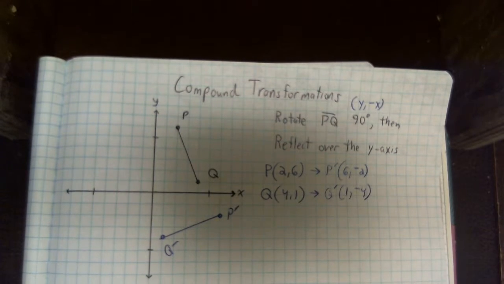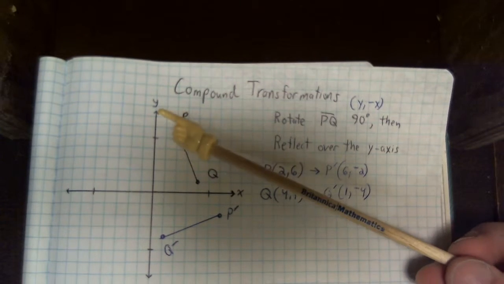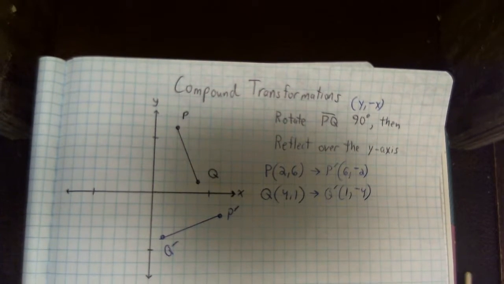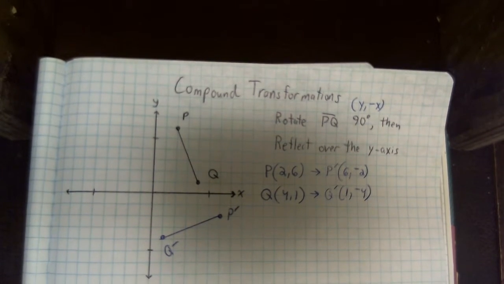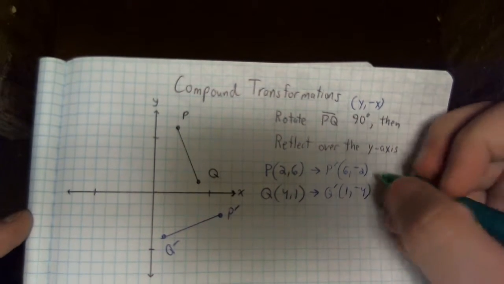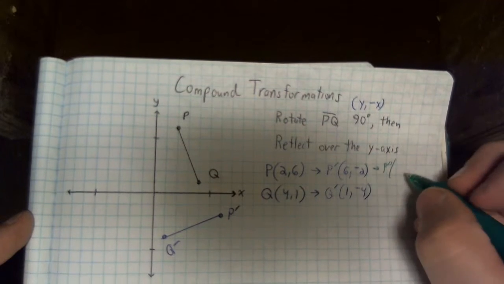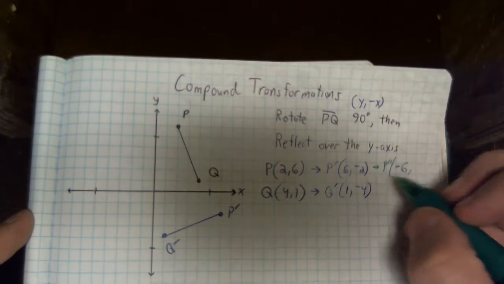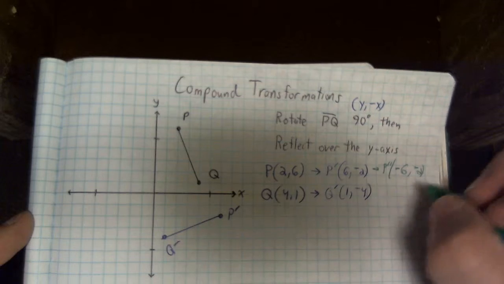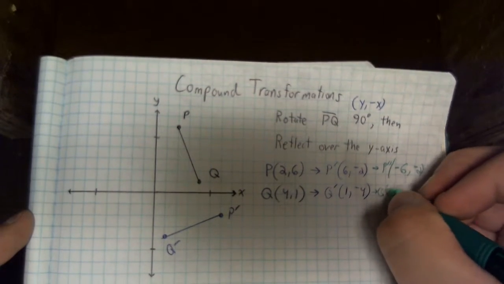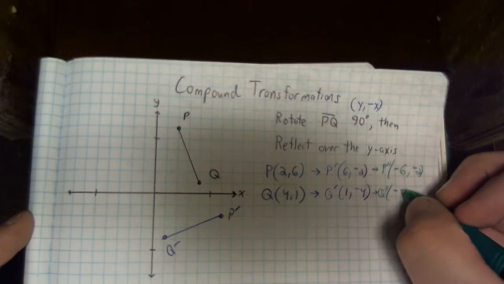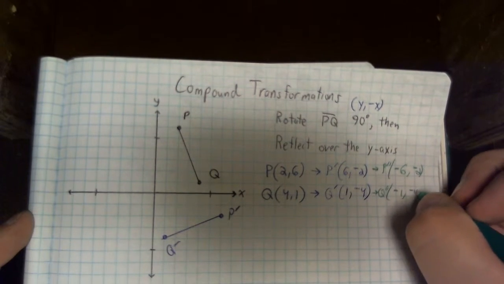This is easy enough to do. I can see my y-axis. That's the one that goes straight up and down. So, two ways of doing this. If we know the formula, it tells us that our y-coordinate stays the same and our x-coordinate changes value. So, if we were to look at this, P double prime, x is going to become opposite sign, and y stays the same. Q double prime, x changes sign, y stays the same.